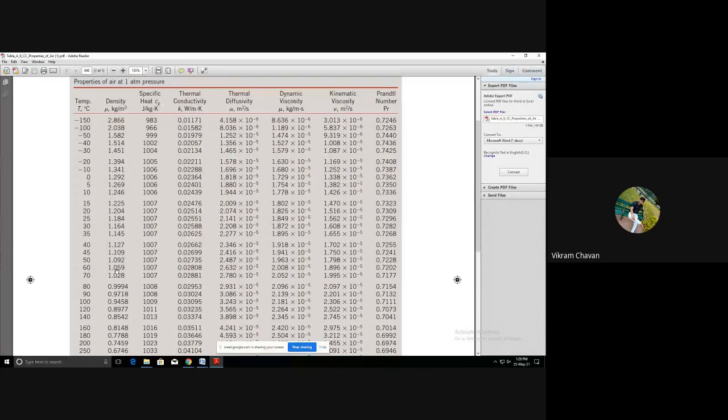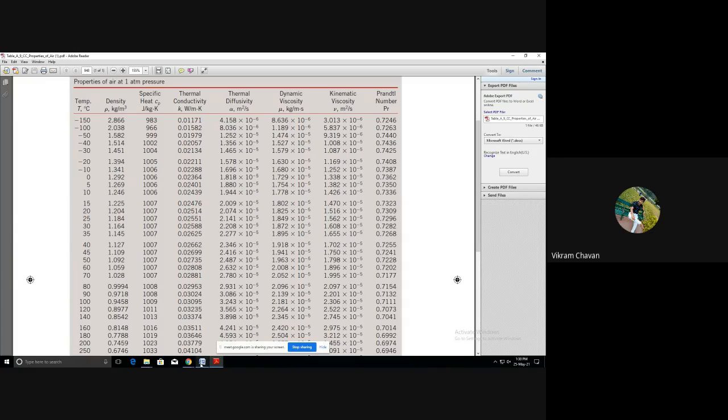The density is equal to 1.059 kg per meter cube, specific heat 1007 joule per kg Kelvin, thermal conductivity 0.02808 watt per meter Kelvin, thermal diffusivity 2.632 into 10 raised to minus 5 meter square per second, dynamic viscosity 2.008 multiplied by 10 raised to minus 5, kinematic viscosity 1.896 into 10 raised to minus 5, and the last one is the Prandtl number, which is equal to 0.7202.